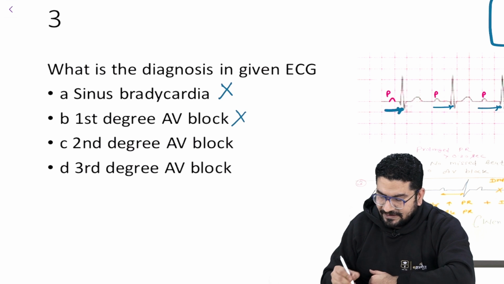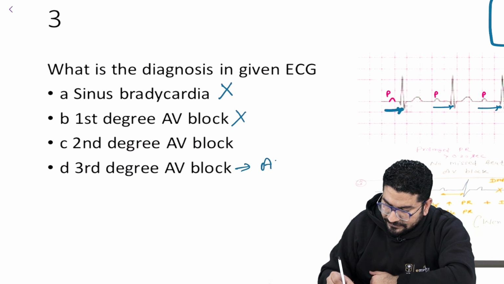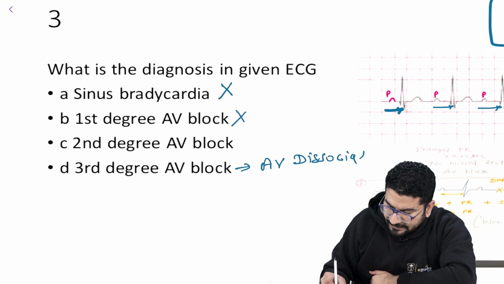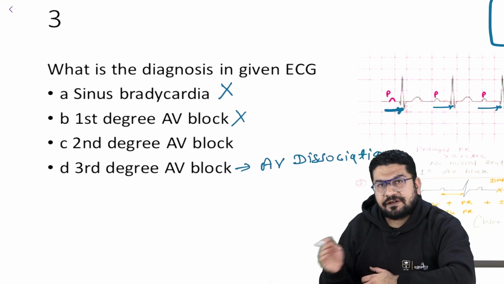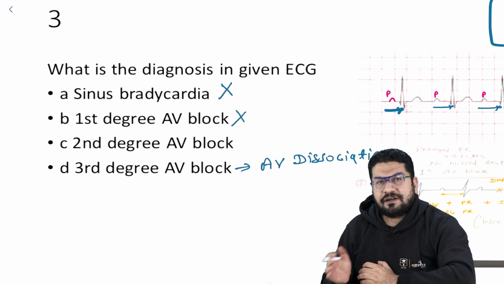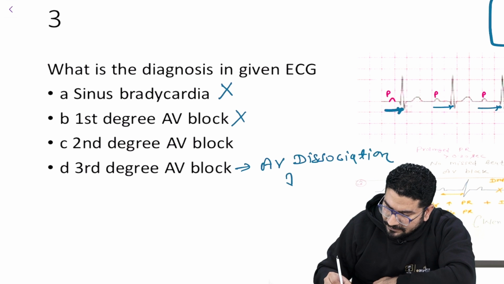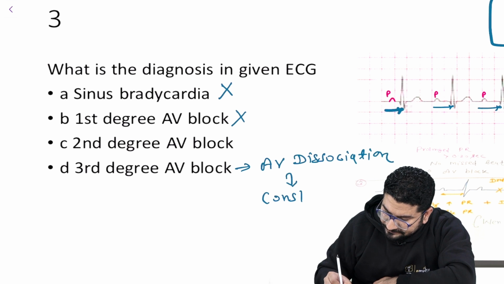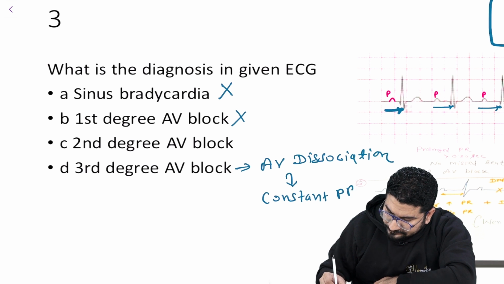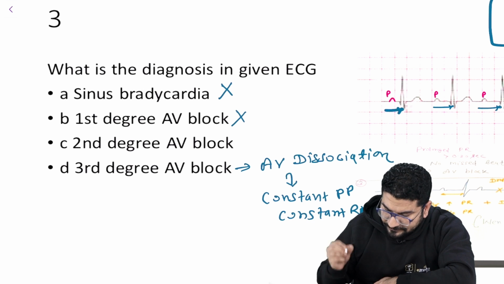In third degree AV block, you will see AV dissociation. AV dissociation means atria and ventricles move separately. So atria are moving at a separate rate and ventricles are moving at a separate rate. So what we get here is a constant PP and constant RR interval. So we call this AV dissociation.